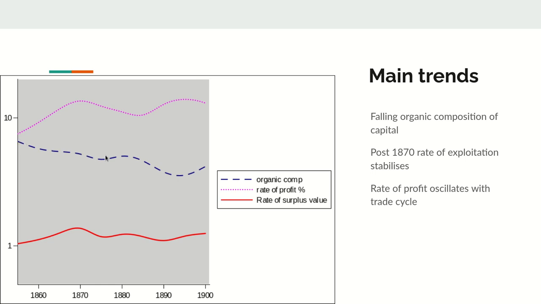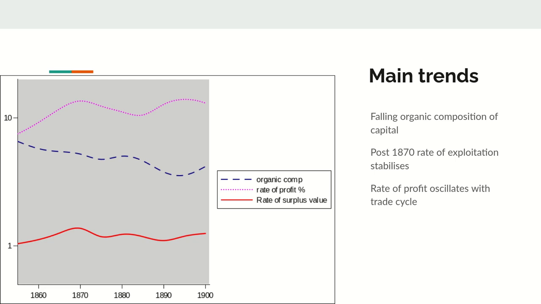The blue line shows the organic composition of capital. You can see it slowly falling. The rate of surplus value rises and then levels off, rises whilst there's still relatively rapid migration from the countryside to the towns, levels off when that becomes harder to sustain. And the rate of profit rises because the falling organic composition of capital offsets the relatively stagnant rate of profit, sorry, rate of surplus value.